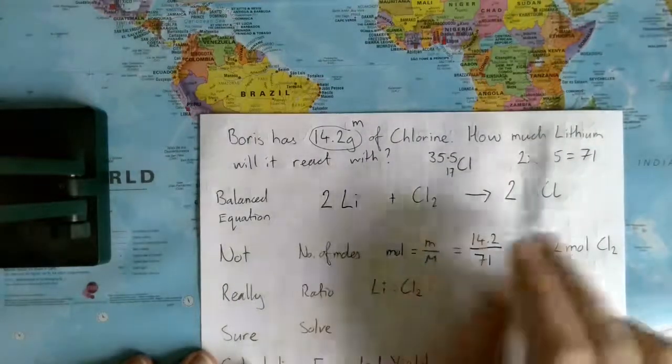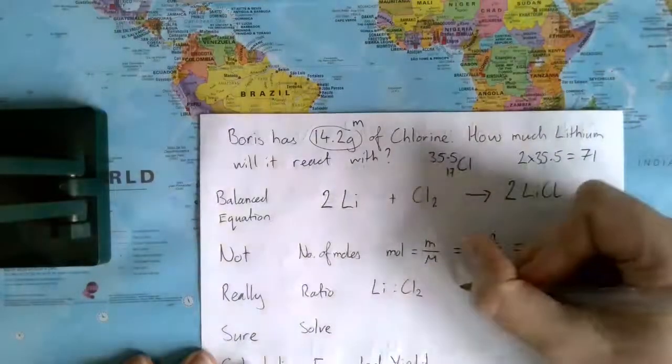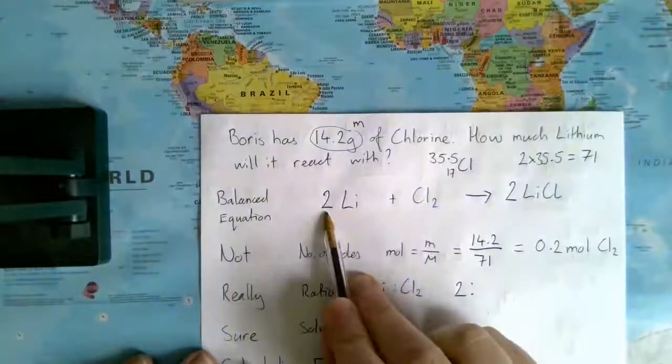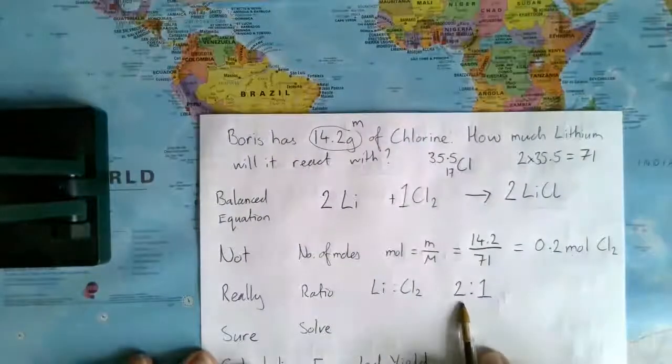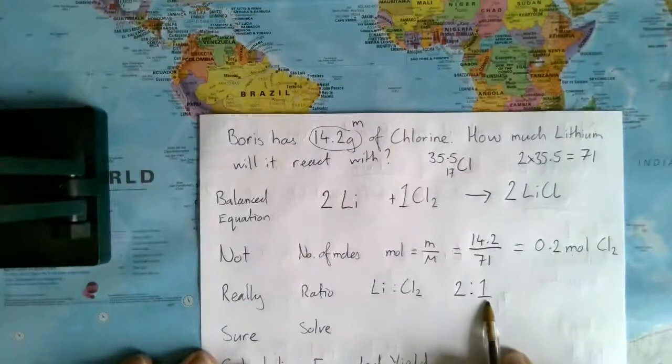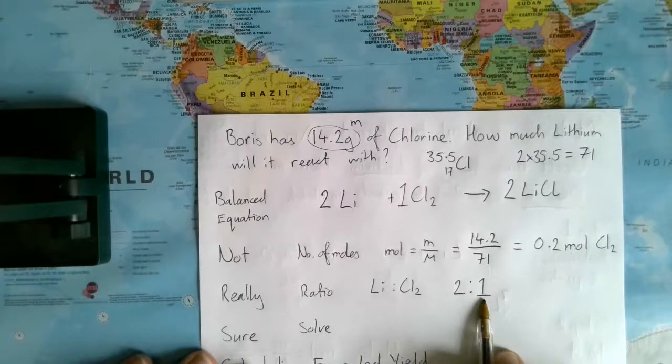We are asked about lithium and chlorine. So what's the ratio of lithium to chlorine? Big 2, because that's the number of moles. There's nothing here, so it's 1. So for every 2 moles of lithium, we need 1 mole of chlorine. So whatever you get for lithium, you just divide by 2.